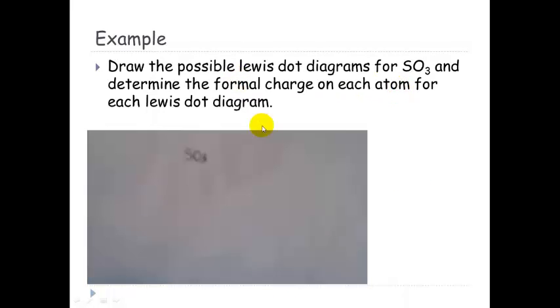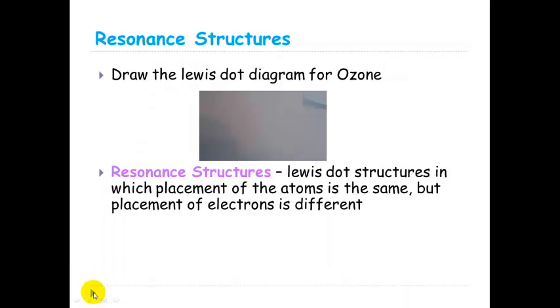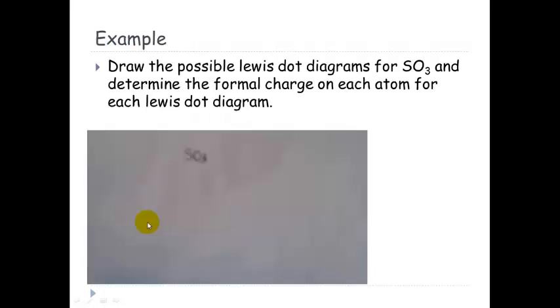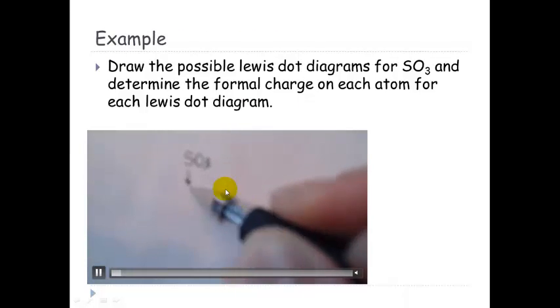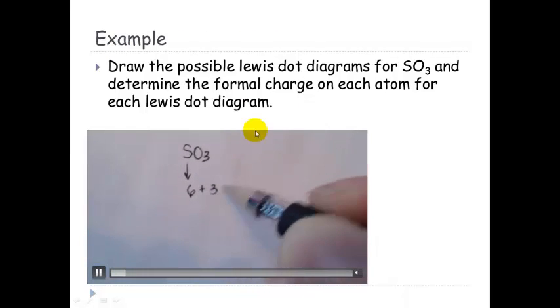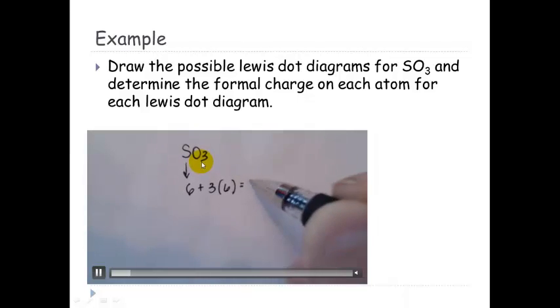Okay, here's another example. Draw the possible Lewis dot diagrams for SO3 and determine the formal charge on each atom for each Lewis dot diagram. So sulfur likes to go in the middle. It has 6 valence electrons plus 3 times 6 for O, so that's a total of 24.